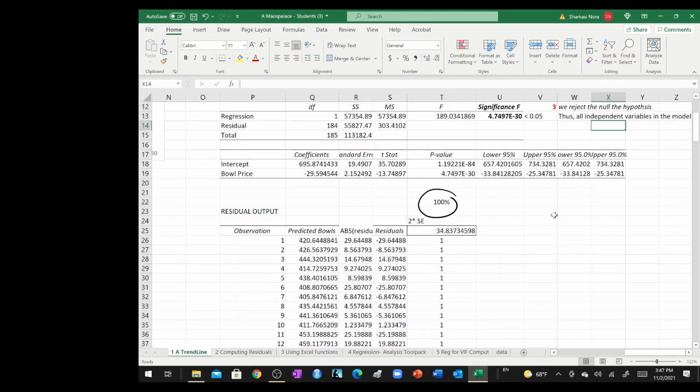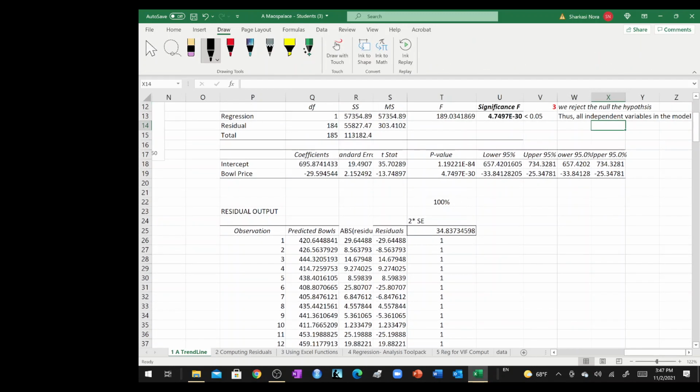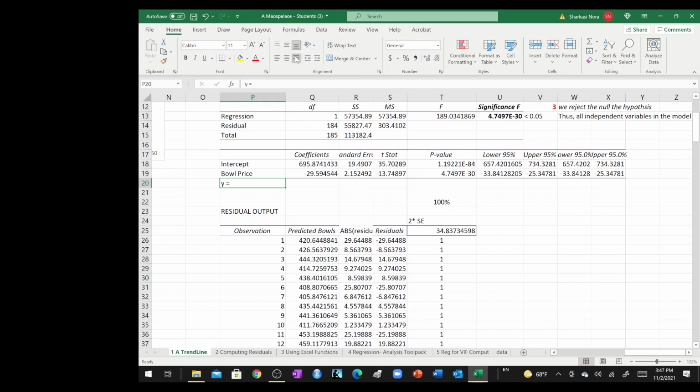Now we come into looking at the p-value, so that we can see if these coefficients should be taken into consideration. First of all, let's take a look at the equation. Y is equal to the intercept here and minus this one, x. Isn't that correct?